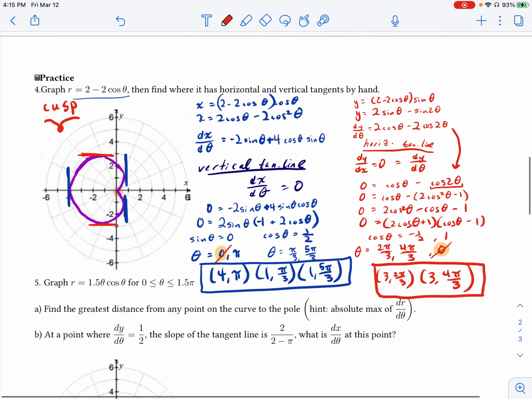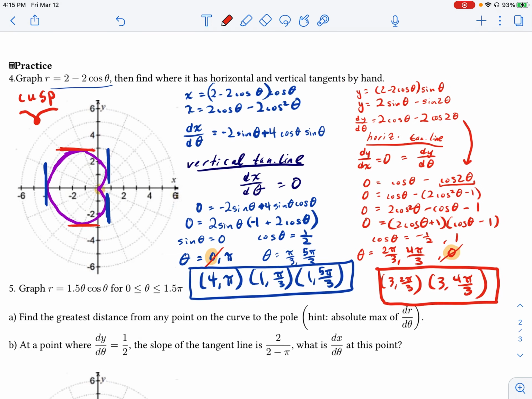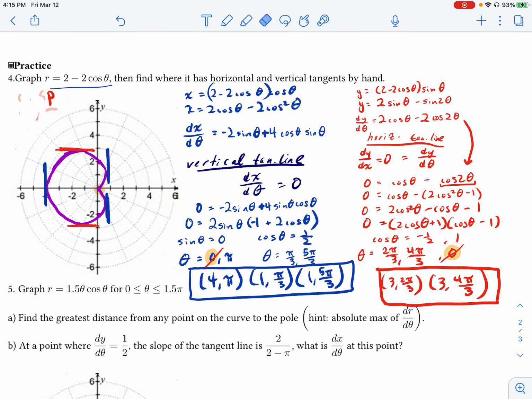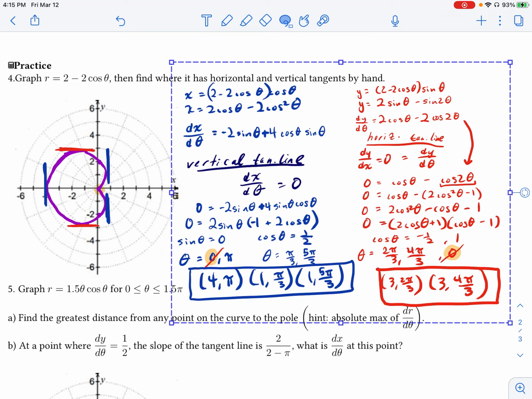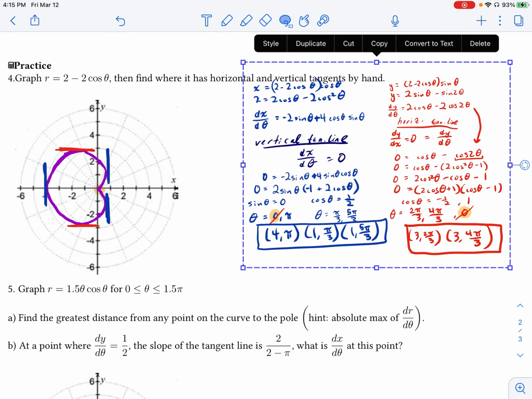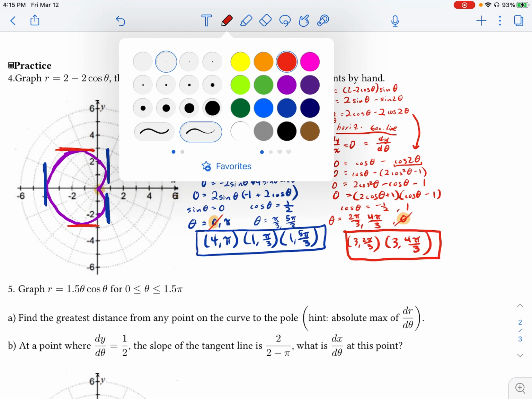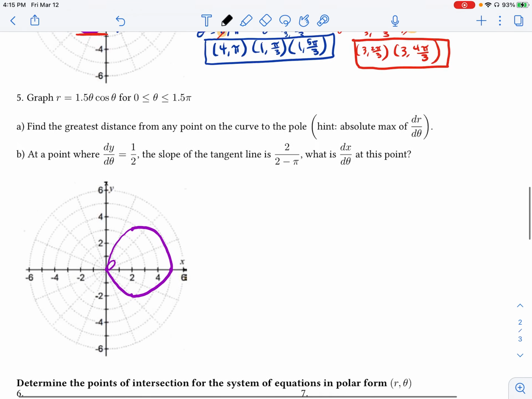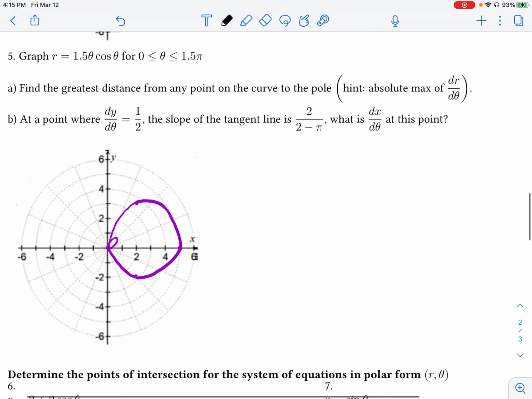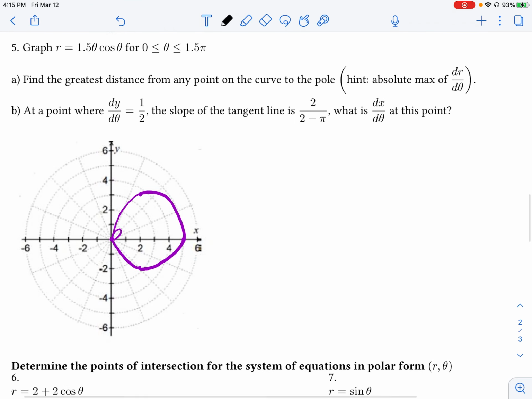So it was a lengthier problem, but hopefully now we get a better sense of how that works. We can now find both horizontal and vertical tangents by hand. I'm going to go ahead and make this a bit smaller. Again, if you have access to my Google Classroom, you can see my worked out solutions to this. I'm just going to leave that up here because now I want to move on to this next problem. For this problem here, we're going to graph this function, and then we're going to find the greatest distance from any point on the curve to the pole.